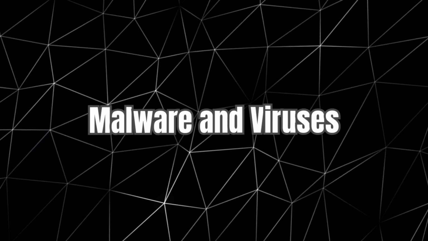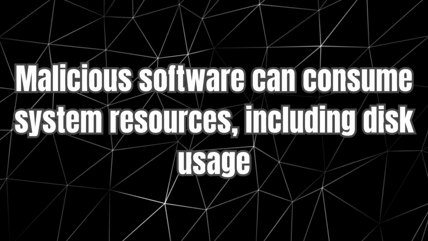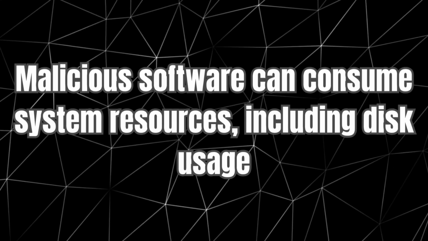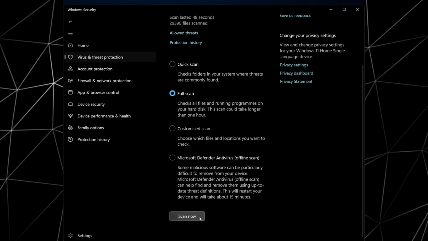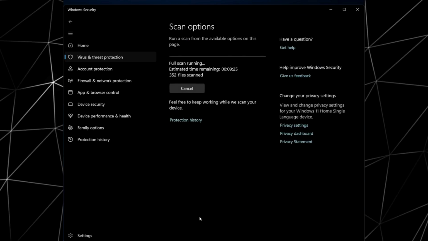Step 4. Malware and viruses. Malicious software can consume system resources, including disk usage. Use a reliable antivirus program to scan your system for malware.